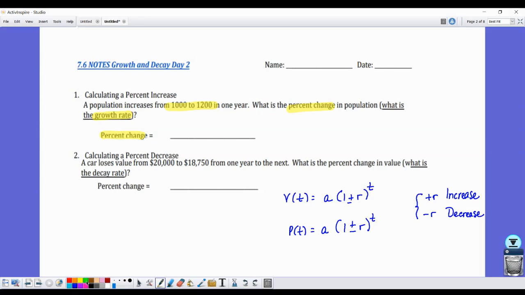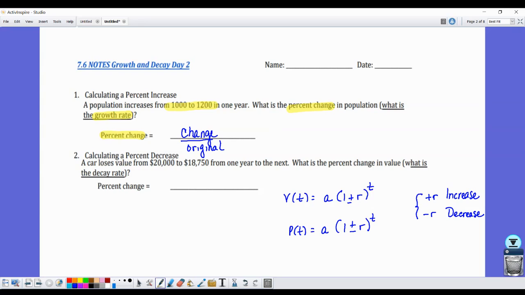So we have a very simple formula to follow. And that simple formula just says that we're going to calculate the change in the population, and then we're going to divide that change by the original value.